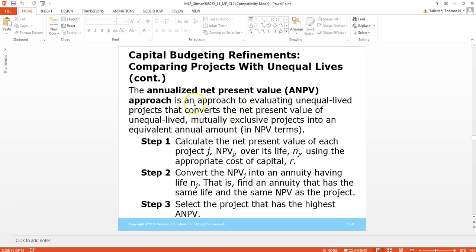There are 3 steps here. This evaluates unequal life projects and converts the net present value of unequal-lived mutually exclusive projects into an equivalent annual amount. Step 1: calculate the net present value of each project, J, over its life using the appropriate cost of capital. Step 2: convert the net present value into an annuity having the same life and the same net present value as the project. Step 3: select the project that has the highest annualized net present value.